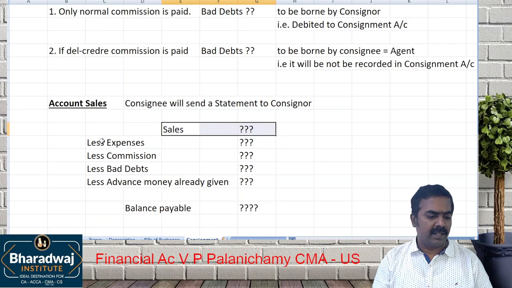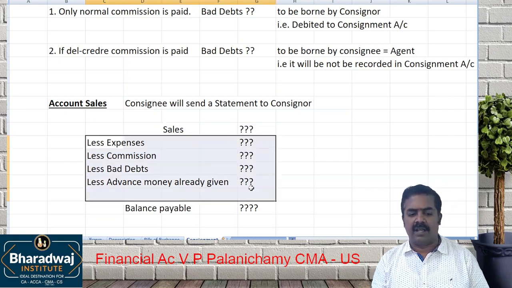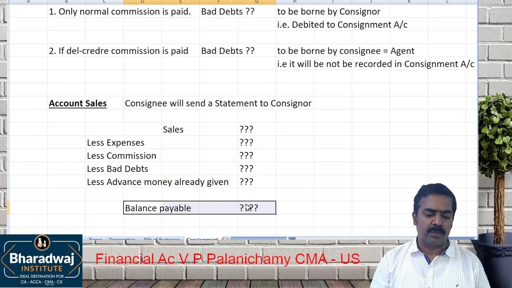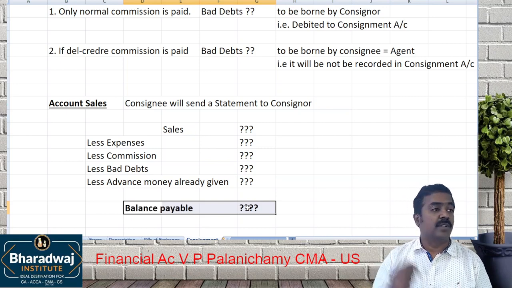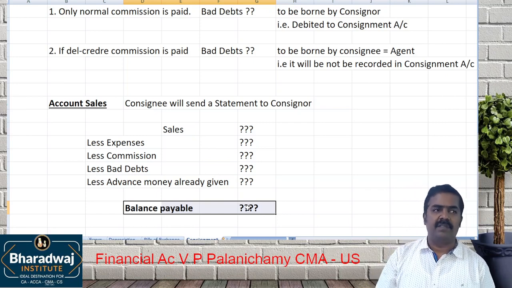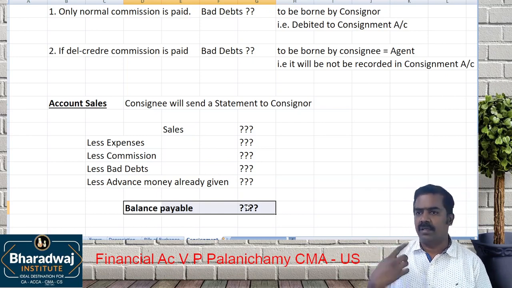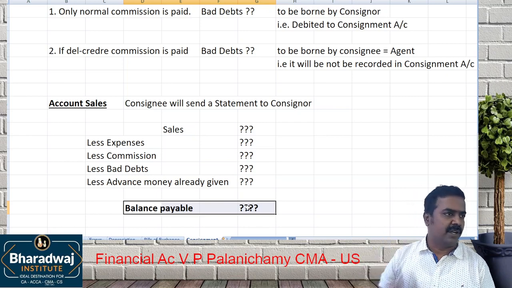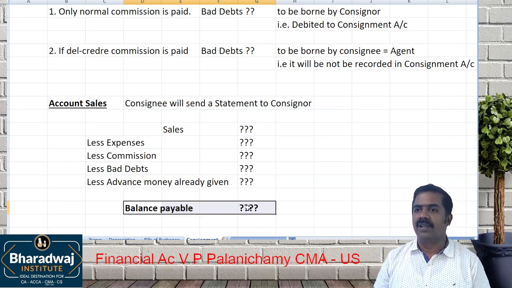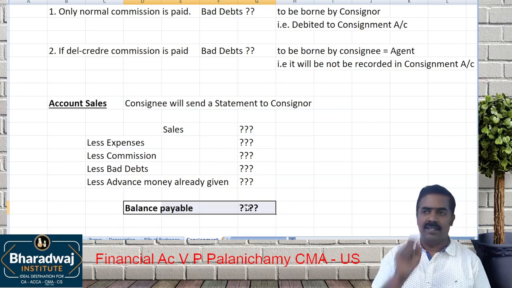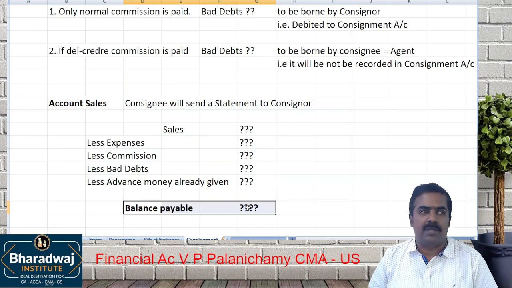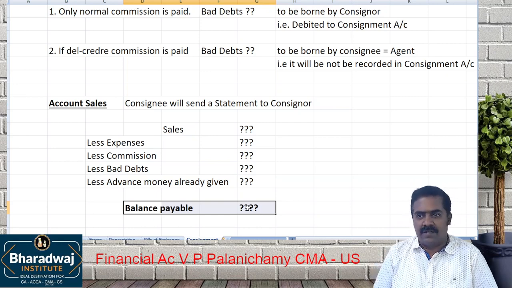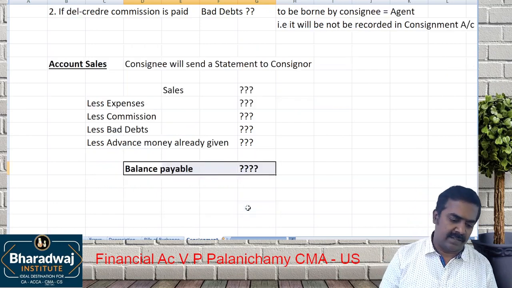How much they have sold, what the expenses are, what the commission is, what the bad debts are, how much advance has already been given, and how much balance is to be paid. Okay, this is called which sales? Account sales. Who will send this? Agent will send it to me, from Bangalore. This is called account sales. It's a very important question in the exam: periodical statement prepared by consignee to the consignor is account sales. Account sales will contain all these details.